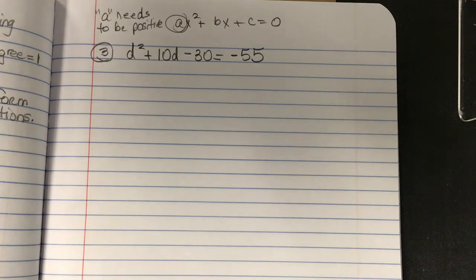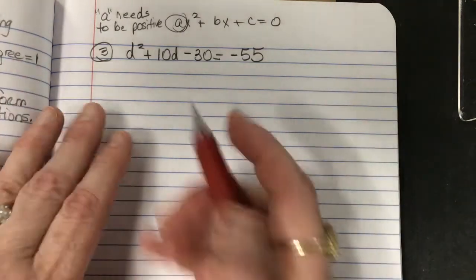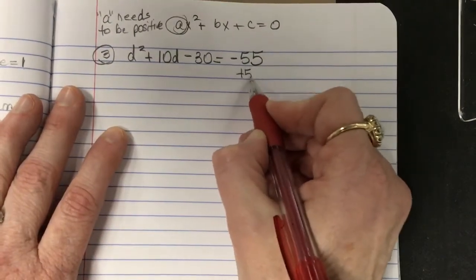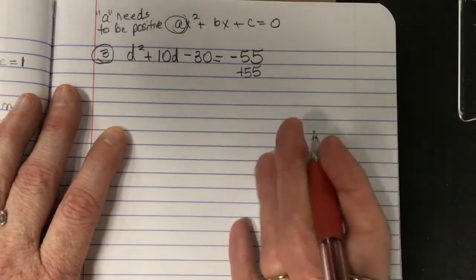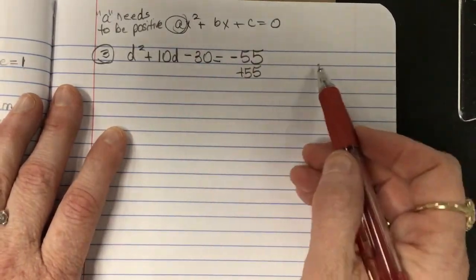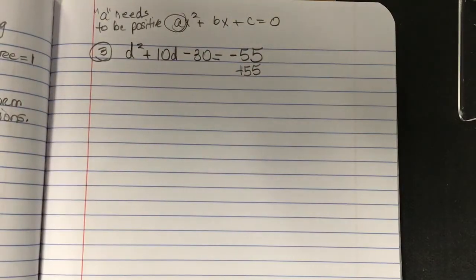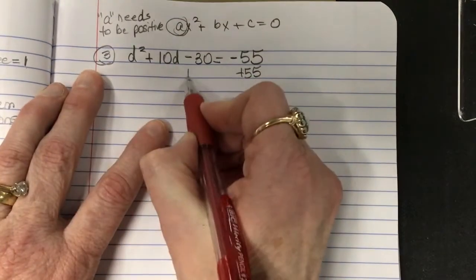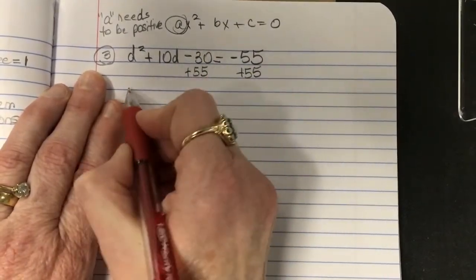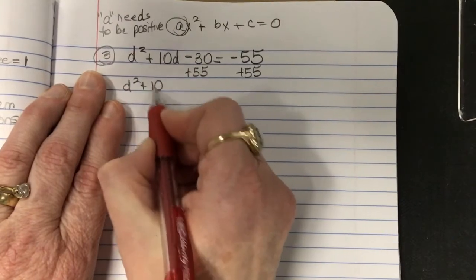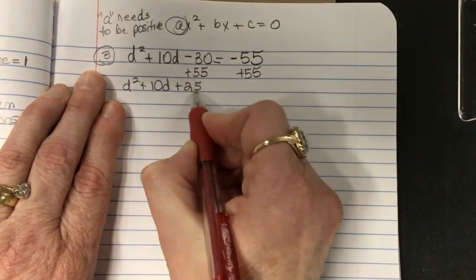Now, the calculator will solve it different ways, but you've got to get it to where everything is on one side equals 0. So I need to move that 55, and sometimes you have to move two things. You might have to move a 55 and a D. I'm going to put it under the 30. So I've got D squared plus 10D plus 25 equals 0.